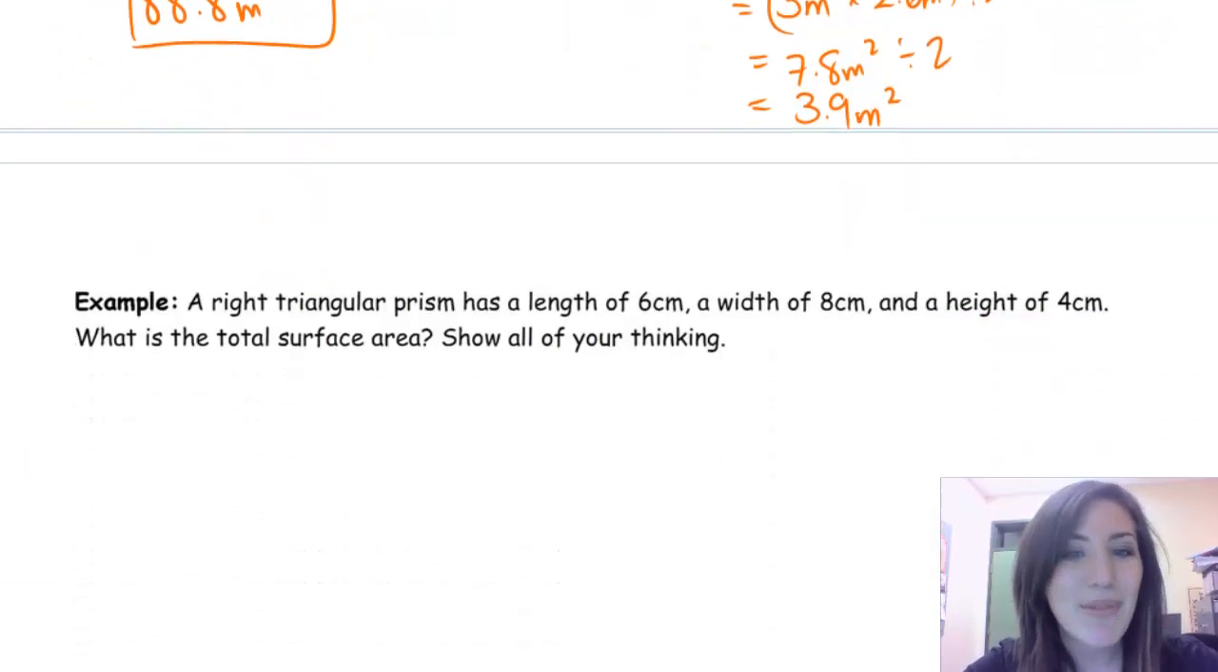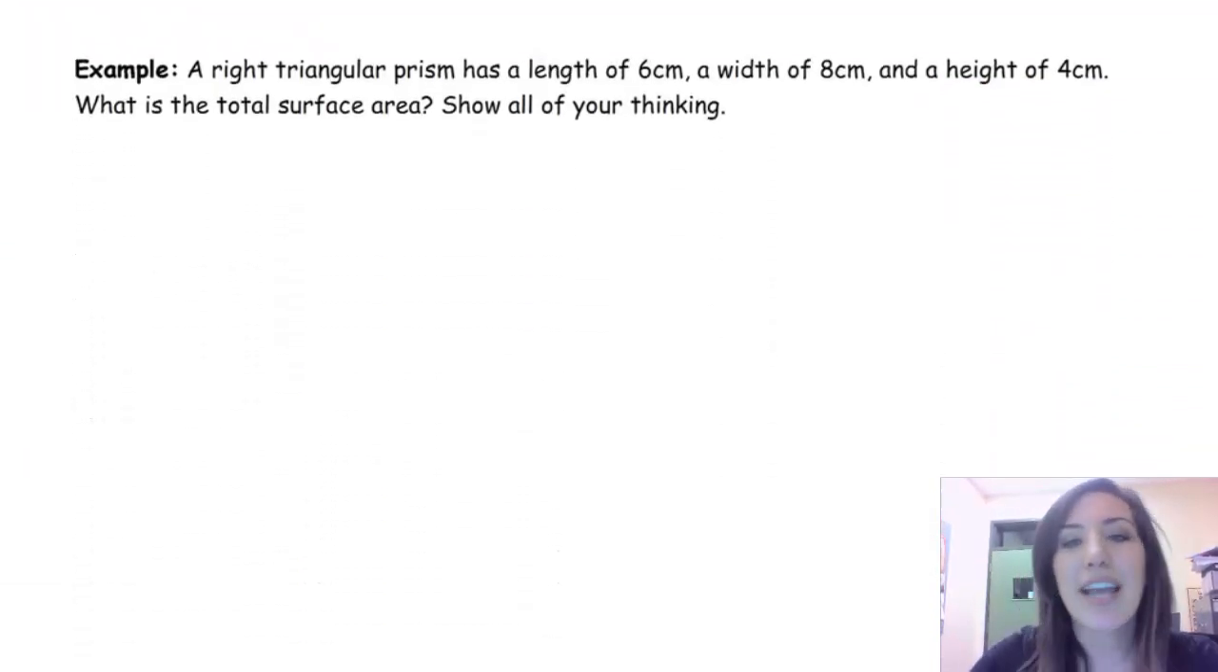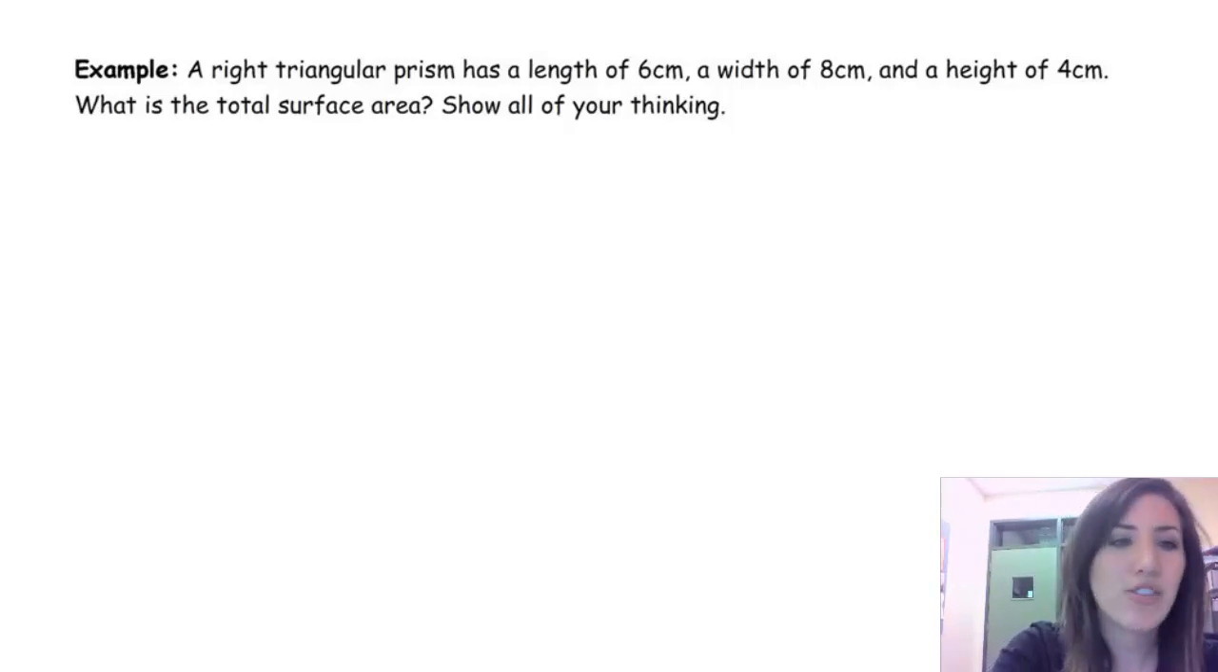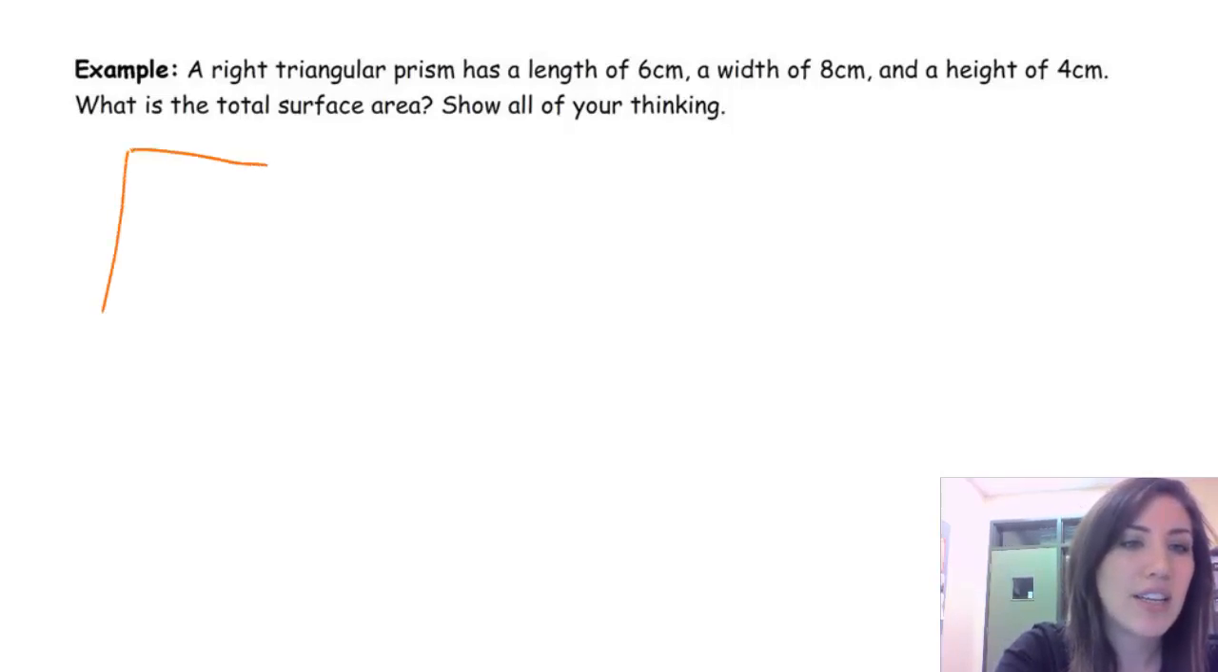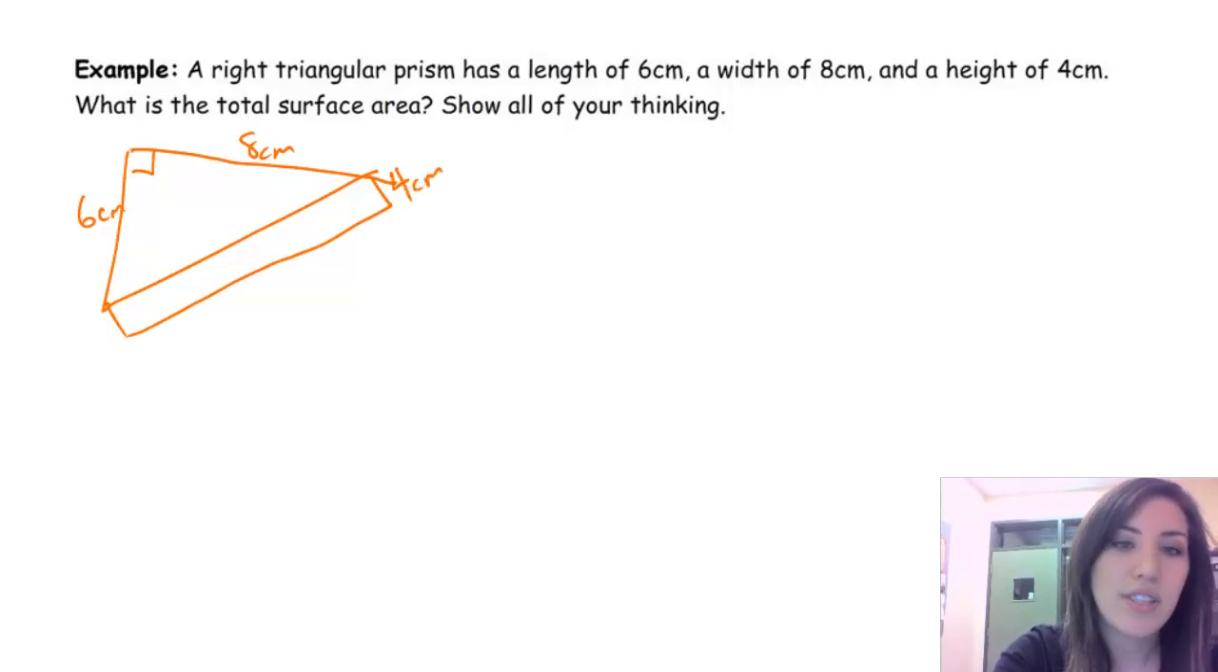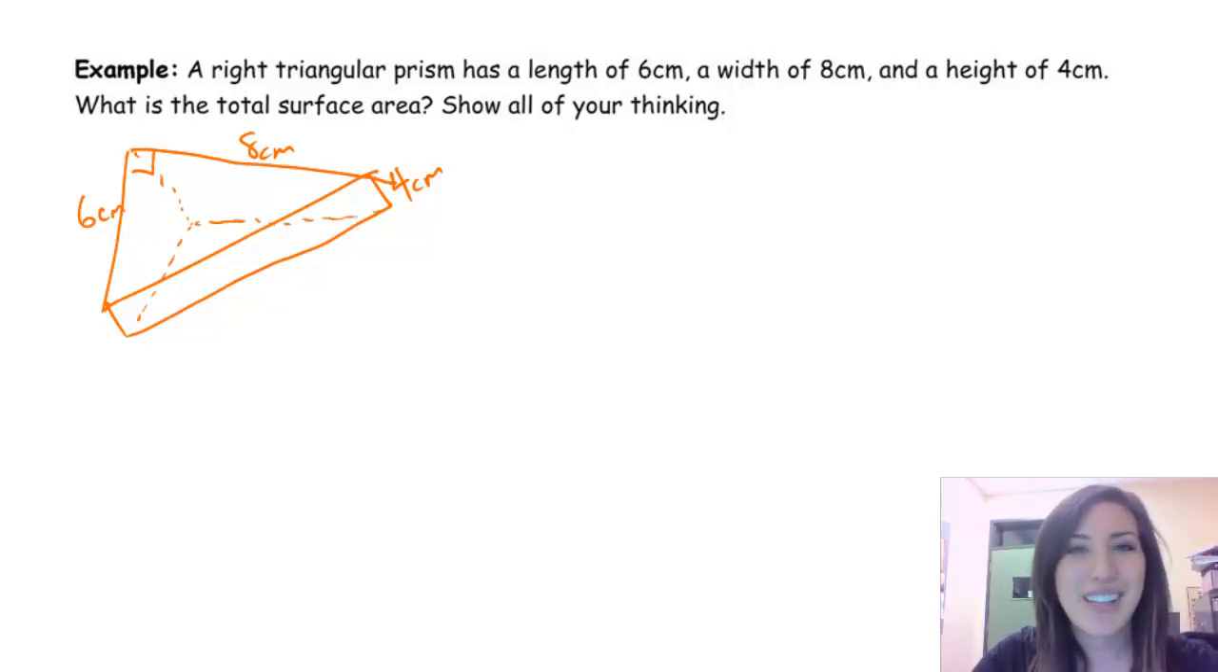All right, let's try the next example on the back. A triangular prism has a length of 6 centimeters, a width of 8, and a height of 4 centimeters. What's the total surface area? And show all of your thinking. If you want to get full marks, you've got to show it. So a right triangular prism, let's draw it then. It's a right angle like this, and we've got 6 centimeters, we have 8 centimeters, and it has a height of 4, so let's do 4 centimeters there, and if we make it a little bit 3D here, look at that, a 3D triangular prism.